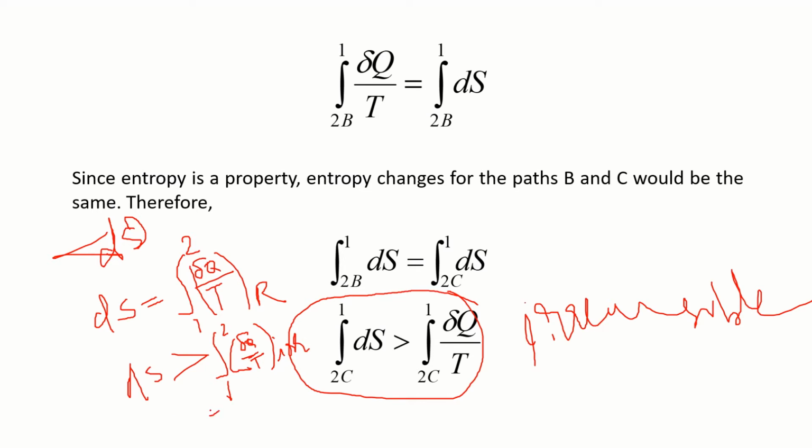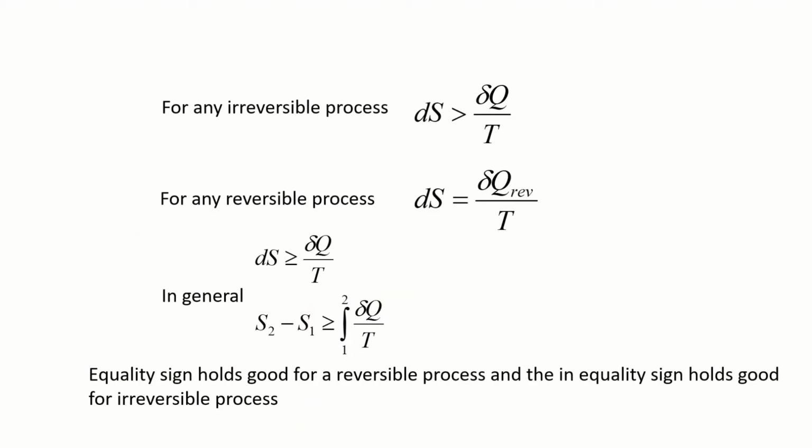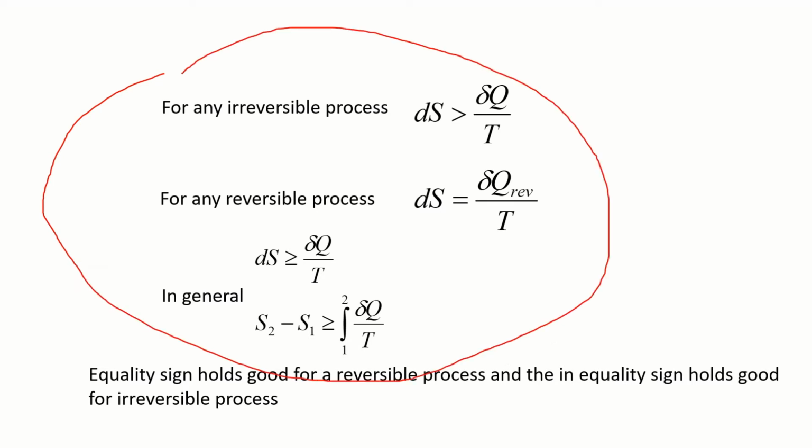Means this is equal to how much? Reversible plus something. Okay, so for an irreversible process, entropy increases. Right, this is a very important relationship.